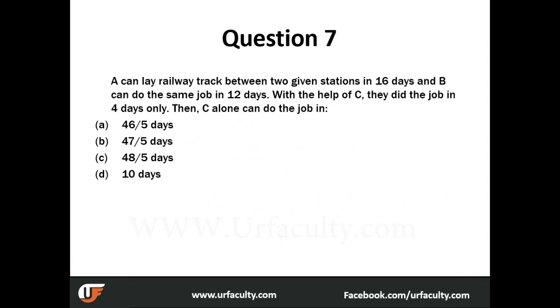A can lay a track. Okay, this is A. A can lay a track between two given stations in 16 days. And B can do the same job in 12 days. With the help of C, they did the job in 4 days only. Then C alone can do the job in, fair enough.